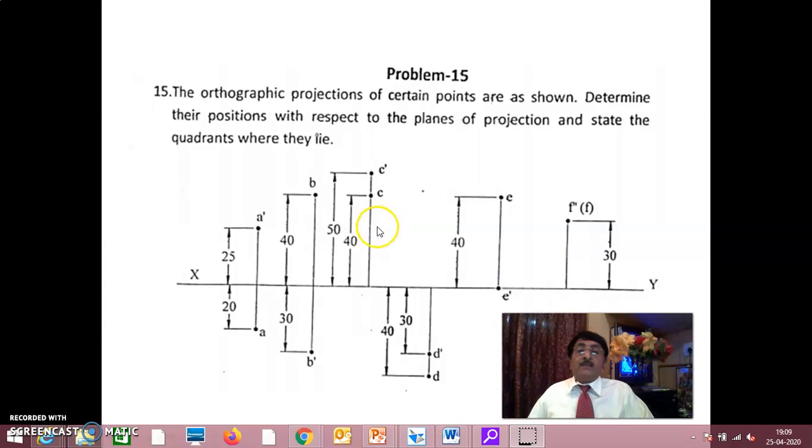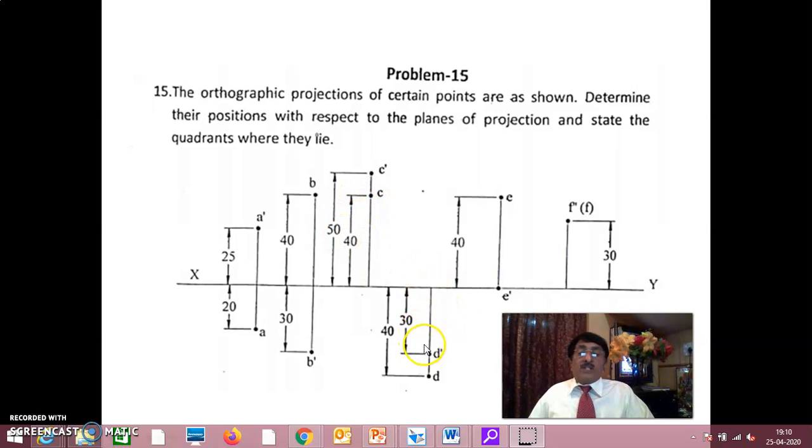Now point C you see. Point C, VP HP above XY line. Correct? That means point C is in the second quadrant, you should write. It is located in the second quadrant. See here, 40 C. That means it should be behind VP. 50 C dash. Any C dash, I told you, means above HP or below HP. In that way, since it is second quadrant, 50 mm above HP, 40 mm behind VP. This is point C in the second quadrant.